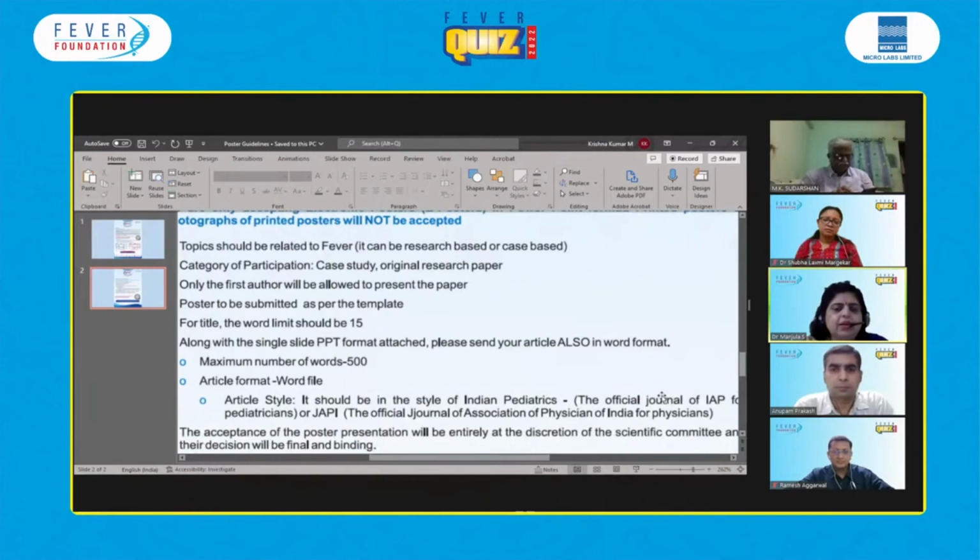All acceptance of the poster is at the discretion of our scientific committee, and the decision is final and binding. During the conference, all the selected posters will be in the virtual hall, available for all the participants and registered delegates of the conference to view. We will also be sending all the information to your departments. So we are looking forward to getting some interesting cases and original paper presentations.